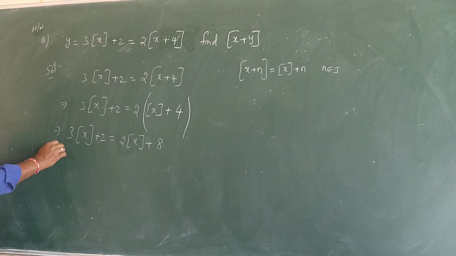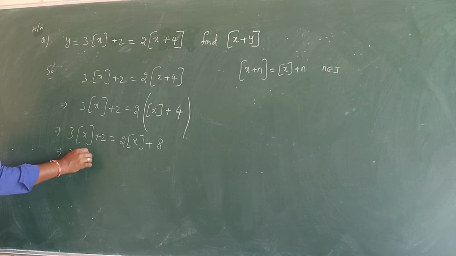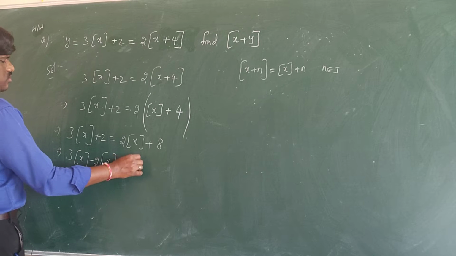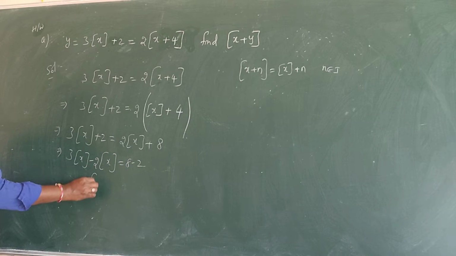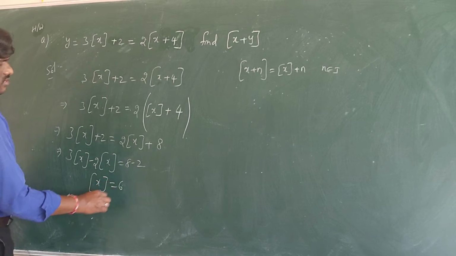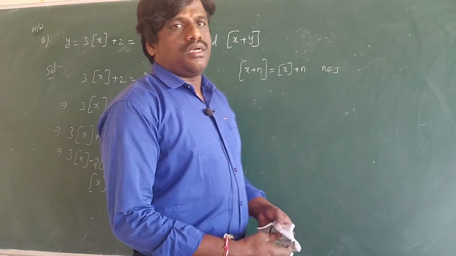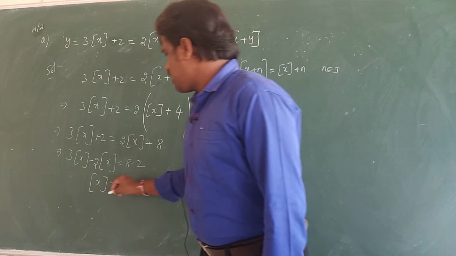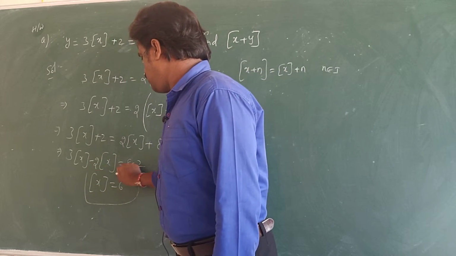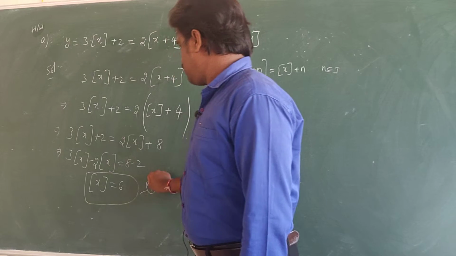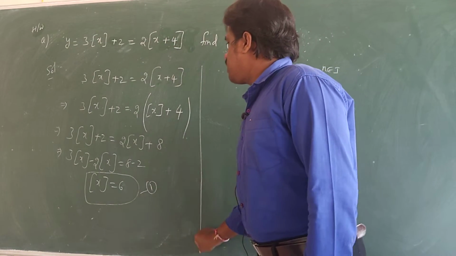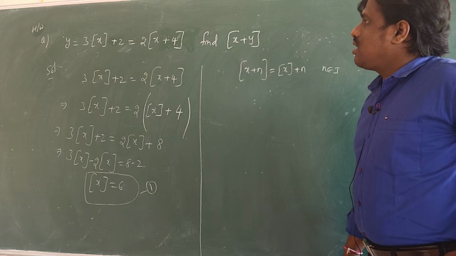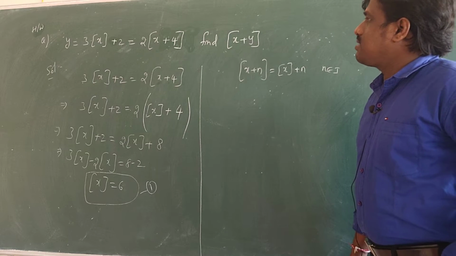I'll send this side. 3 times the greatest integer x minus 2 times the greatest integer x is equal to 8 minus 2. So I get greatest integer x is equal to 6. Okay. Greatest integer, how much you got? 6 you got. So greatest integer is 6. Now what I have to find here? x plus y.